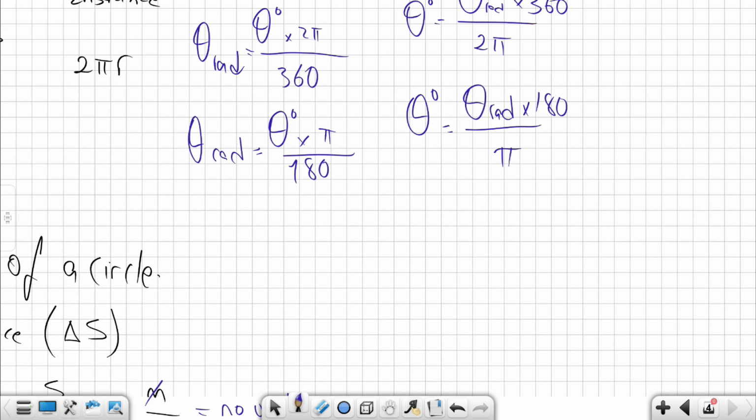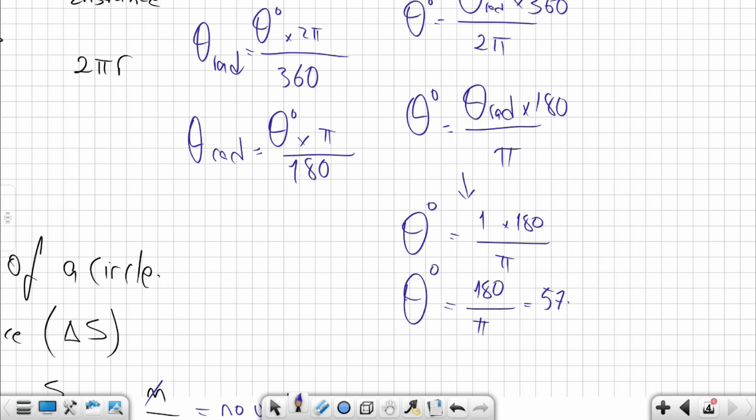Now you may wonder what is 1 radian in degrees? Let's find out. So you'll be using this equation, 1 radian multiplied by 180 divided by pi. It will be equal to 180 divided by pi. If you enter this number in the calculator, you will get 57.3 degrees. So you can say that 1 radian is equal to 57.3 degrees.